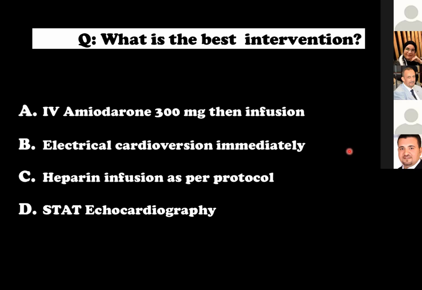Usually we encounter this scenario frequently in the ER or in the ICU. So what should you do? This is one of the common MCQ questions. Either to give Amiodarone, the patient is hypotensive, MAP, as I told you, is 50. She's hemodynamically unstable. Are you going to give her cardioversion immediately because she's unstable, or because she has atrial fibrillation, will you anticoagulate her with heparin infusion, or will you order point of care stat echocardiography? So we need an answer.